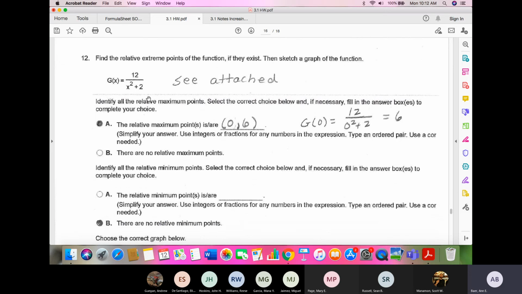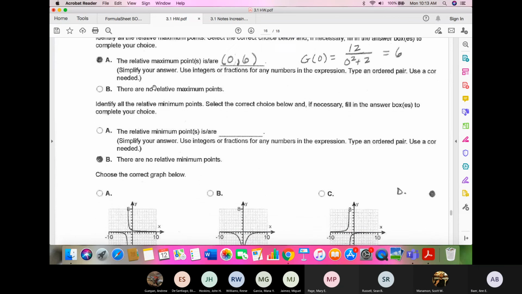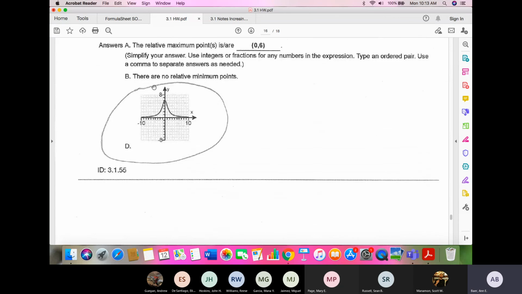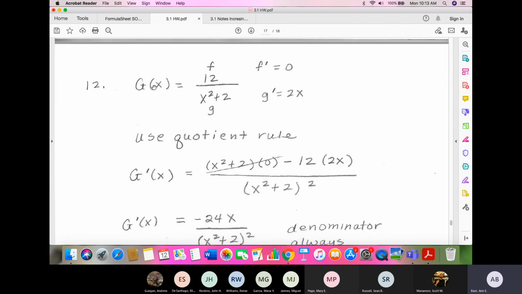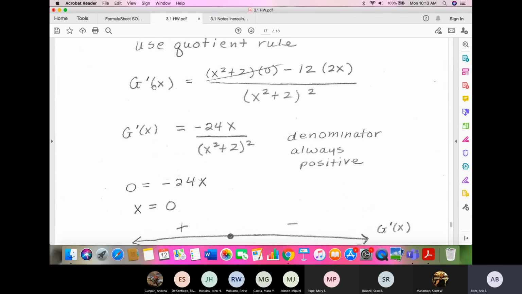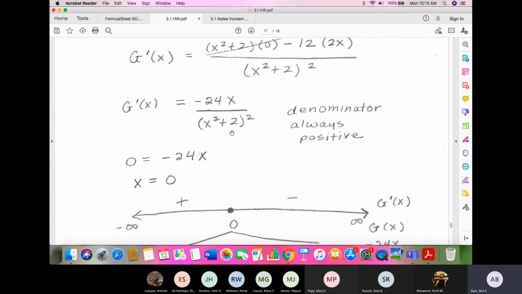So on 12, you see you've got a quotient. You definitely want to use the quotient rule to find the derivative here. And let's just see. So I use the quotient rule. I got down to this. And I simplified. I got down to this.